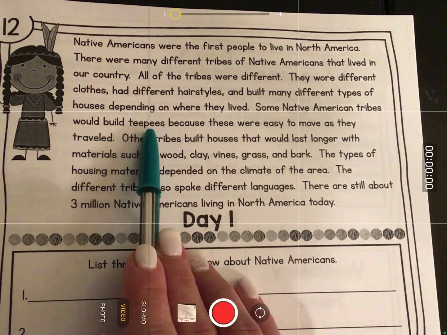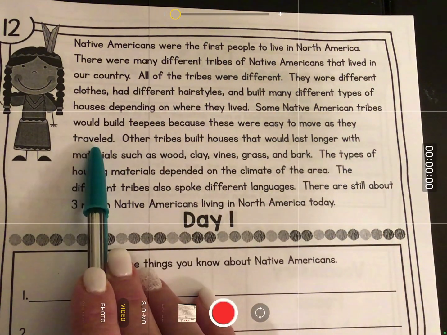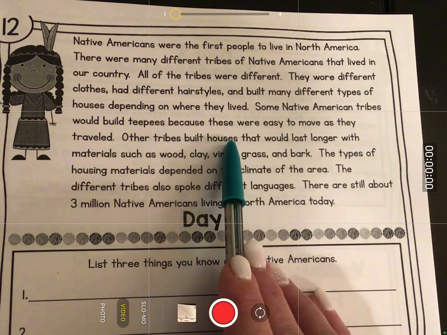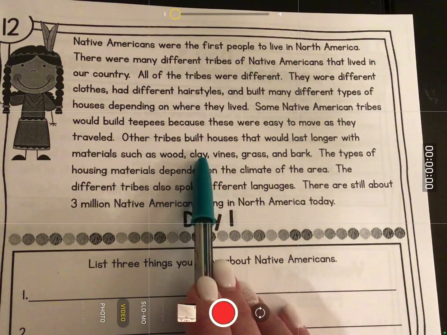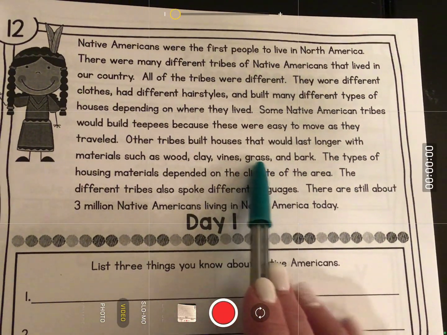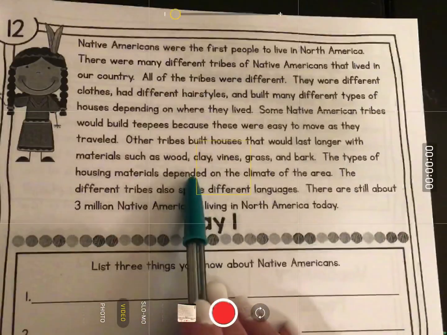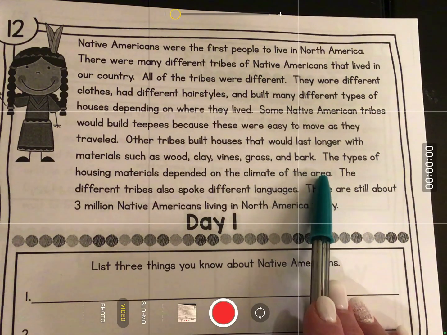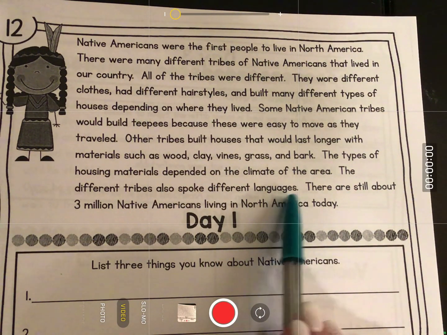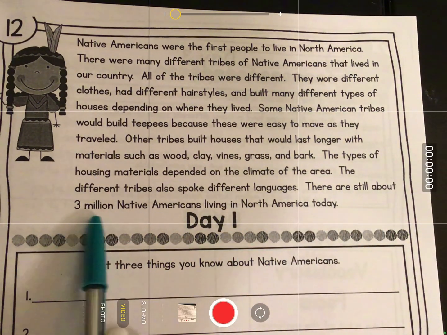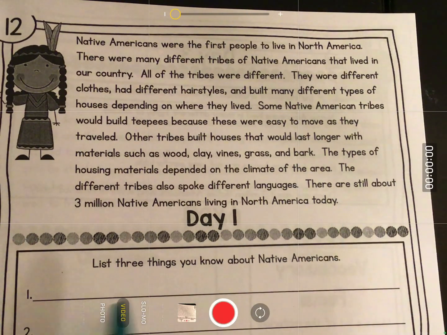Some Native American tribes would build teepees because these were easy to move as they traveled. Other tribes built houses that would last longer with materials such as wood, clay, vines, grass, and bark. These types of housing materials depended on the climate of the area. The different tribes also spoke different languages. There are still about 3 million Native Americans living in North America today.